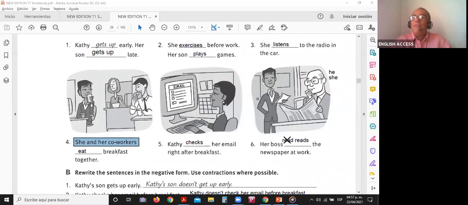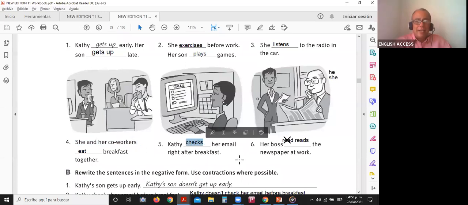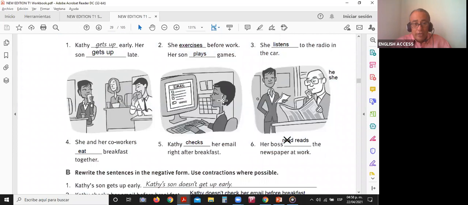What about number 5, Carolina? Can you read number 5? Kathy checks her email right after breakfast. Exactly. Kathy checks her email. Checks, because it's only Kathy. And finally, her boss is only one person, only one boss. What pronoun do we use for her boss? He is a man. What pronoun?